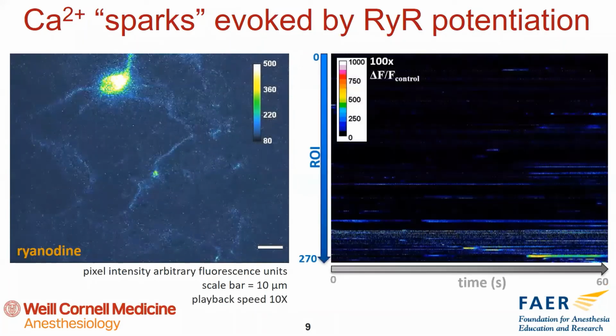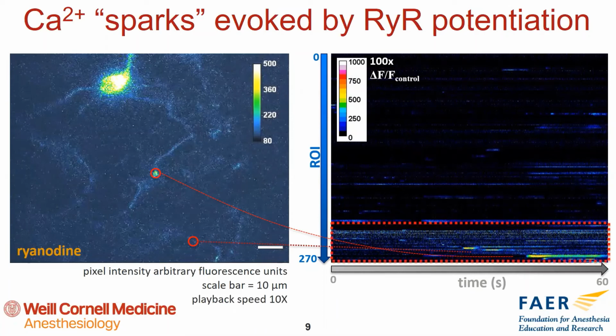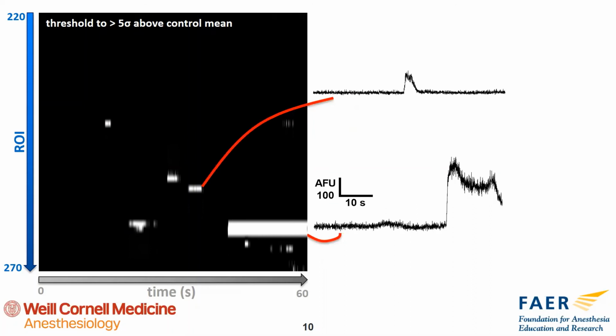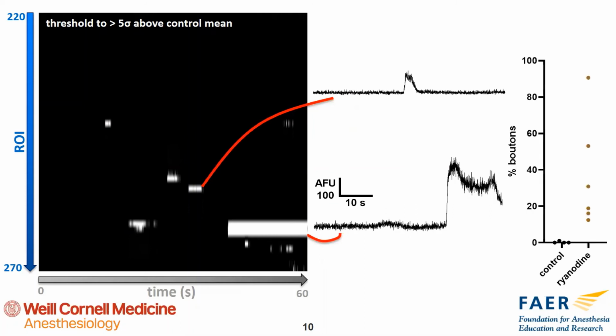This figure is a composite graph of the net increase in calcium after ryanodine treatment compared to control conditions across all boutons imaged in this field. Setting an arbitrary threshold of 5 standard deviations above the mean fluorescence value in control conditions, and looking at this region of the graph, you can better appreciate the stochastic nature of calcium sparks. A mean of 37% of boutons crossed this threshold, showing either a brief or sustained increase in cytosolic calcium due to ryanodine receptor potentiation.